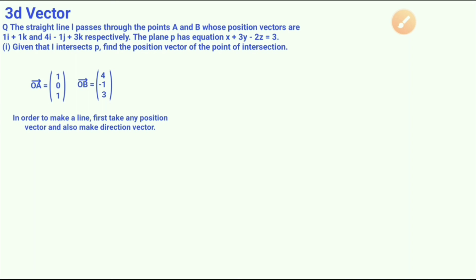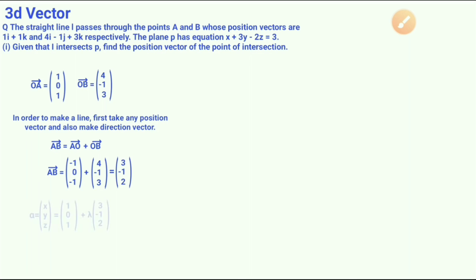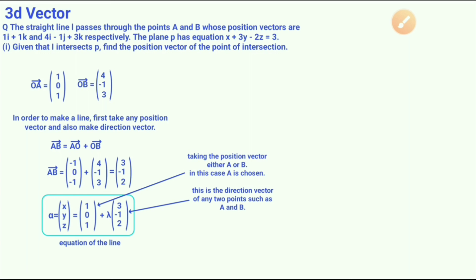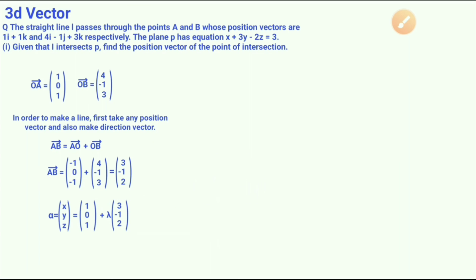Okay, these are the position vectors. In order to make a line, first take any position vector and also make the direction vector. So you make this direction vector, and there you go. This is the direction vector of any 2 points such as A and B. Take the position vector of either A or B, and in this case A is chosen. This is a scalar.